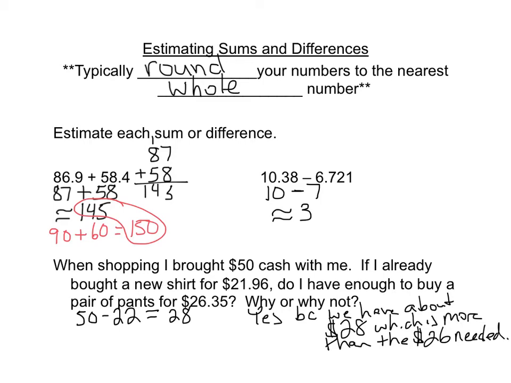Another way we could look at it is we could actually add our two totals together to see if they added up to 50. So the $21.96 would be about $22. $26.35 would be about 26, and we would see that we would spend approximately $48, which would be less than the 50. So either one of those approaches would be fine.